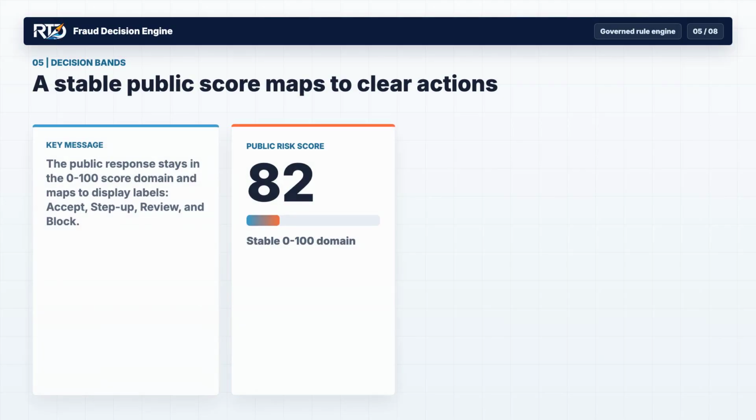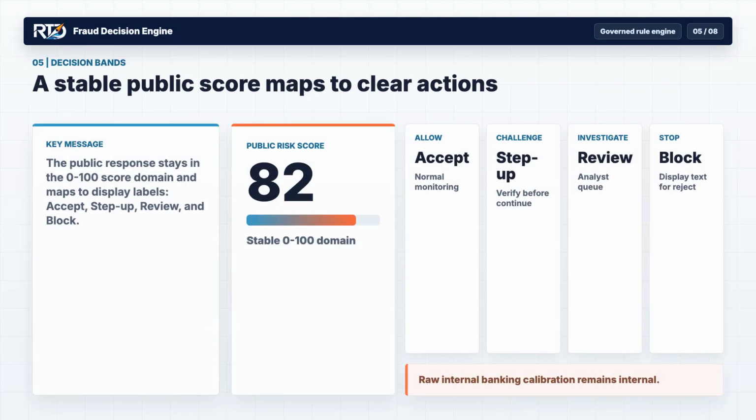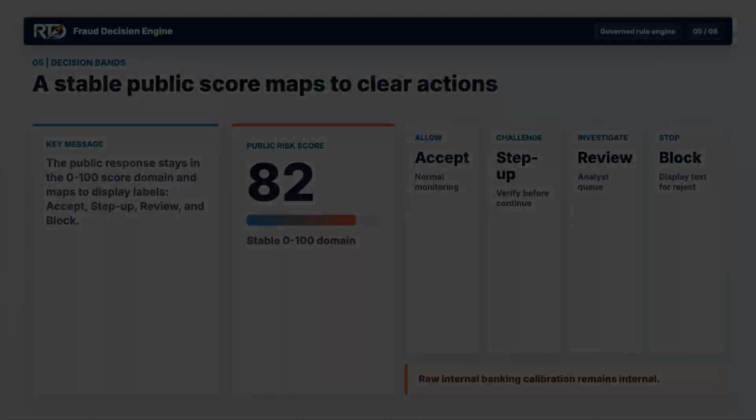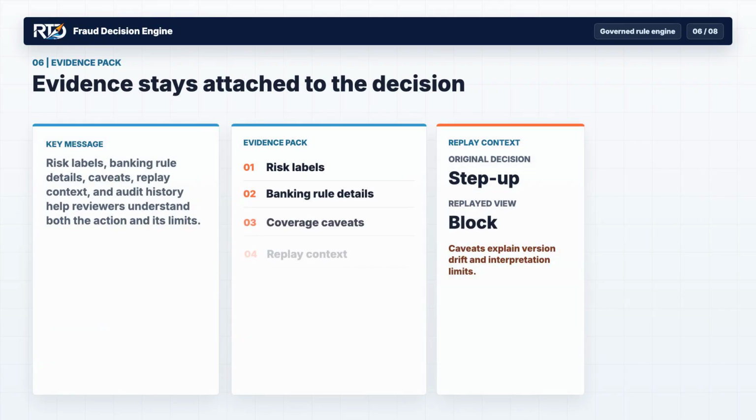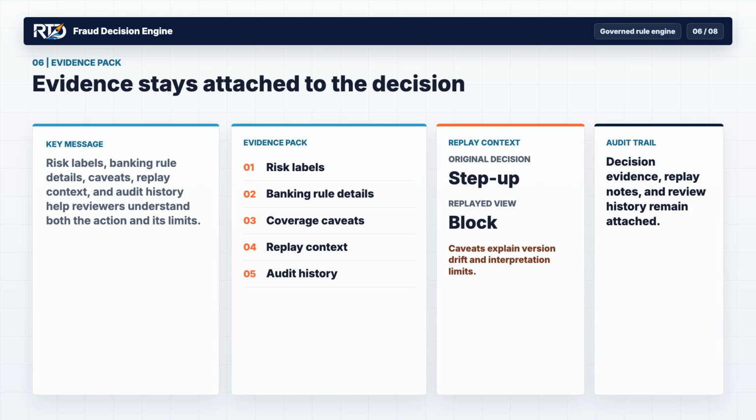The public response stays in a stable 0-100 risk score domain and maps to buyer-facing dashboard labels: accept, step up, review, and block. Raw internal banking calibration remains internal. Evidence stays attached to the decision: risk labels, banking rule details for banking tenants, caveats, replay context, and audit history. A reviewer can see why a decision happened and what limits affect interpretation.